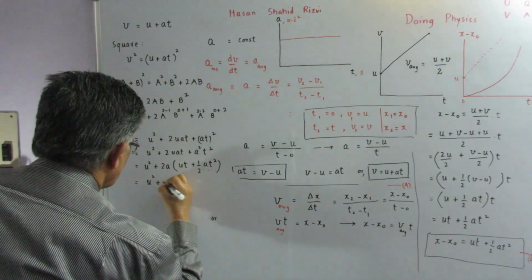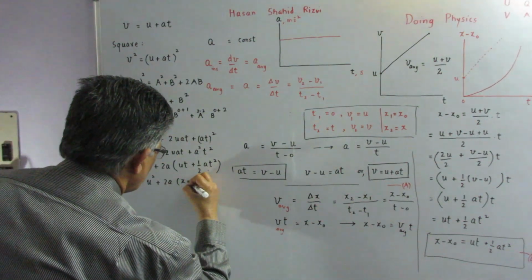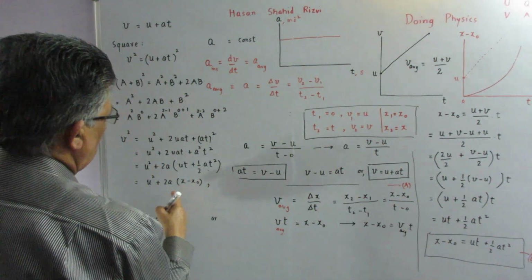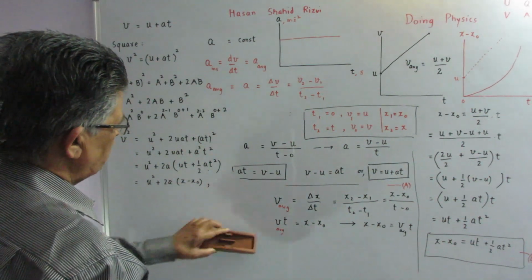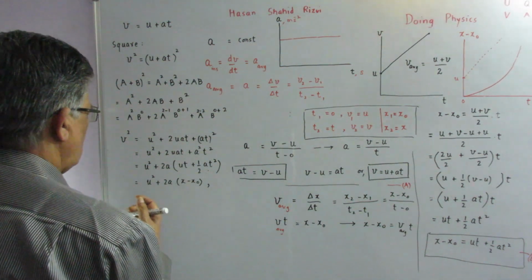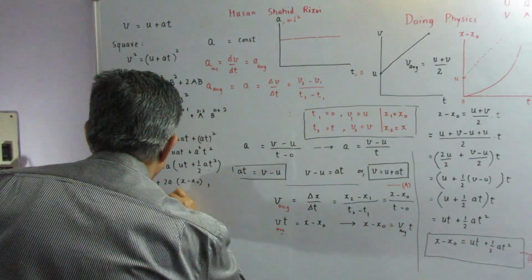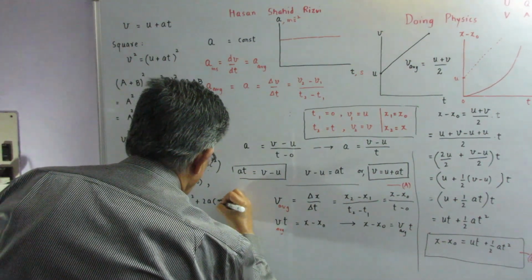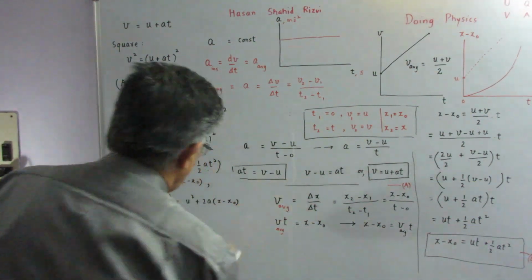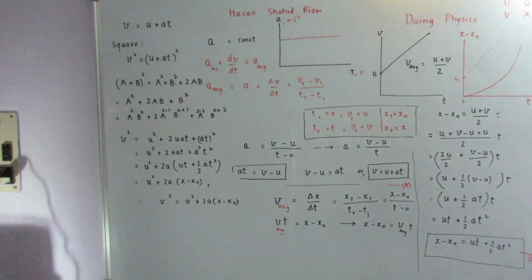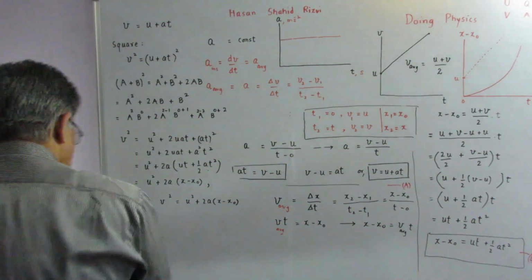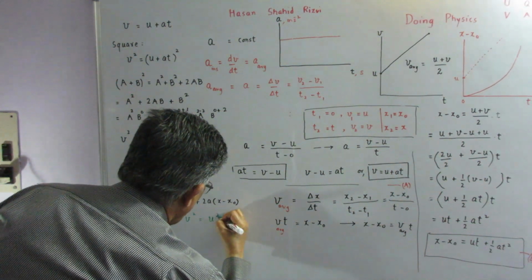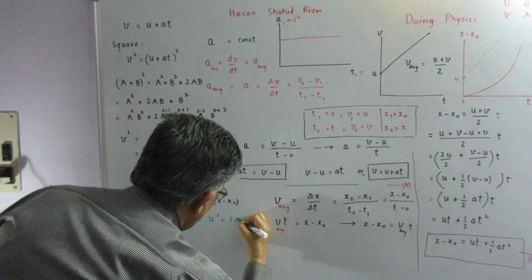And this becomes equal to u square plus 2a x minus x0, because from equation number 2 what I obtain is that ut plus half at square is equal to x minus x0. Therefore, the third equation turns out to be v square is equal to u square plus 2a x minus x0, and in the musical form that I told you before, I can write this as v square is equal to u square plus 2as.